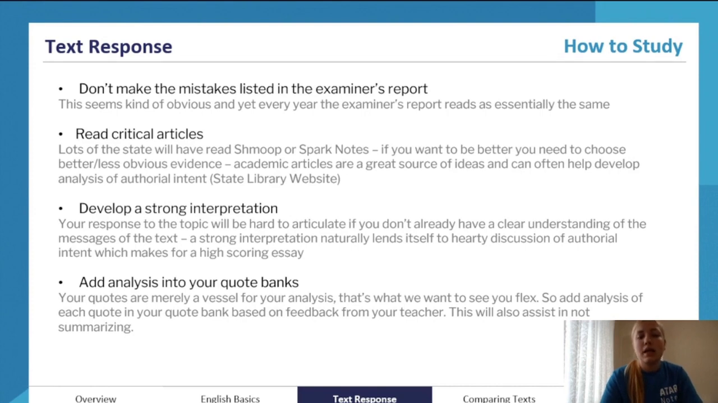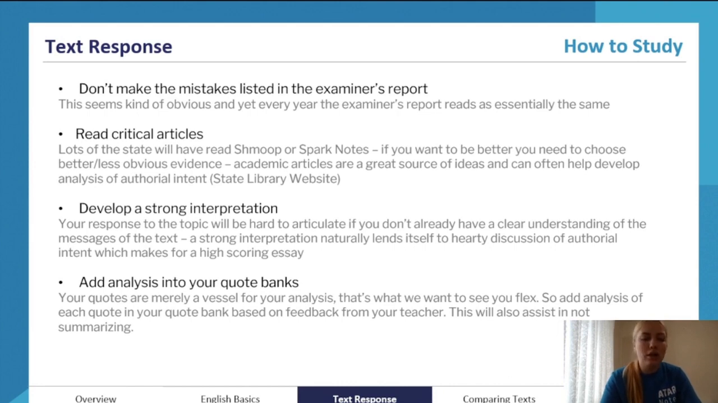Read critical articles, and if you want to stand out, don't just use the basic ones that everyone uses, your Shmoop or SparkNotes. You need to get less obvious evidence. So try Google Scholar, try to look up the State Library website, and look for critical articles about your text to develop further analytical ideas and interpretations. And similarly, you really need to develop strong interpretations. You need clear understanding of all of the messages of the text, because if you don't have a strong, definitive interpretation, you will not have well-developed discussion of authorial intent that you need for a high-scoring essay.